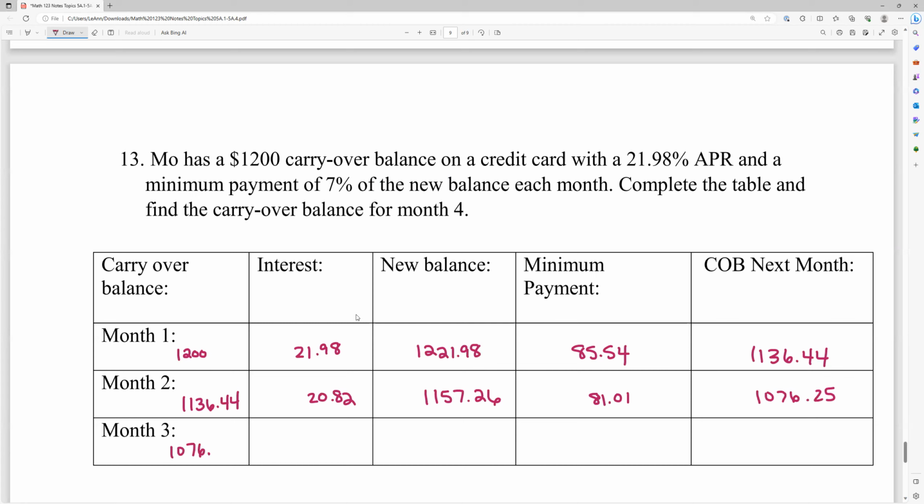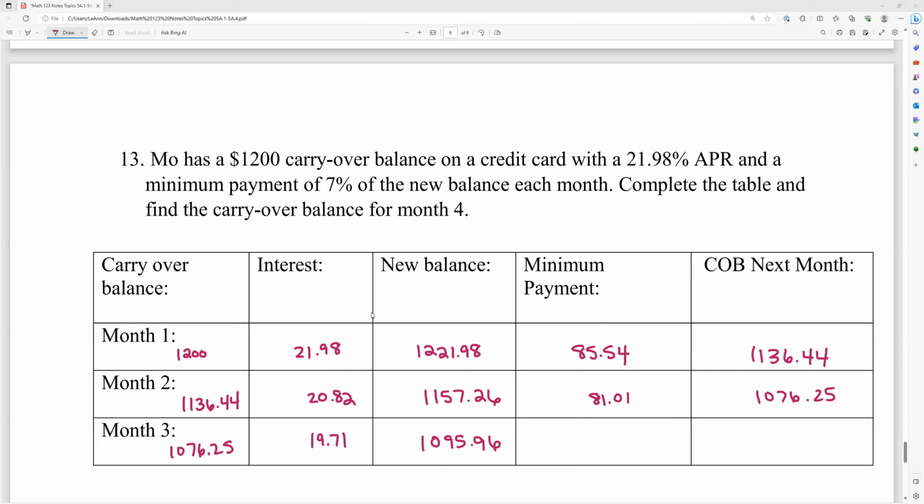Bring that down. Get our finance charge for this next month. So 0.2198, times it by that, divide that by 12 for the monthly rate. That's $19.71. We're going to take the carryover balance from the previous month, add that fee of $19.71 to it. That's $1,095.96.